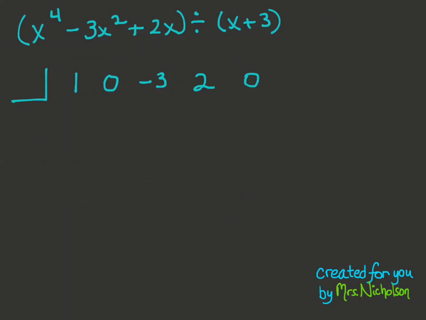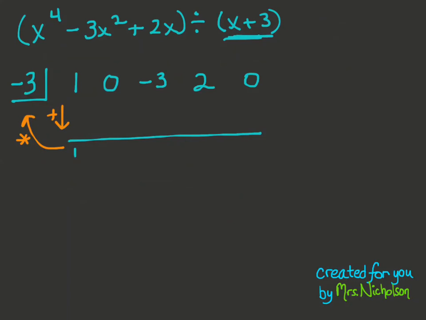Now I'm going to put my little box in front. And remember, the number that I write inside the little box should be whatever makes the binomial, whatever we're dividing by, equal 0. In this case, if x was negative 3, then negative 3 plus 3 would be 0. And so that's the number that goes in my little box. I'm going to skip some space under the numbers and draw a line. And just as a reminder, I am adding going down, and then I'm multiplying whatever I get times negative 3.